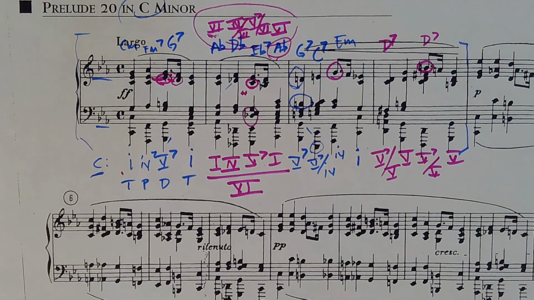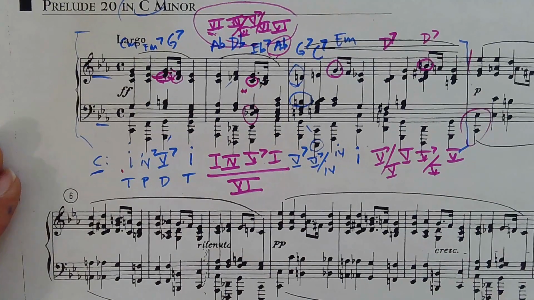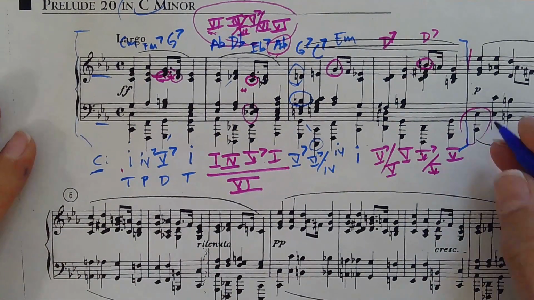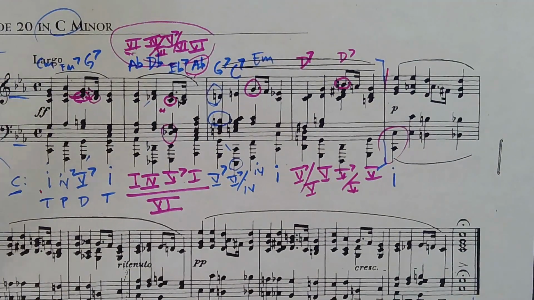See right there? To me, that sounds like a half cadence. It needs to resolve to 1. And we do resolve to 1 right here. This is a 1 chord, C minor. All right, so this now begins a new phrase, and the music changes significantly.